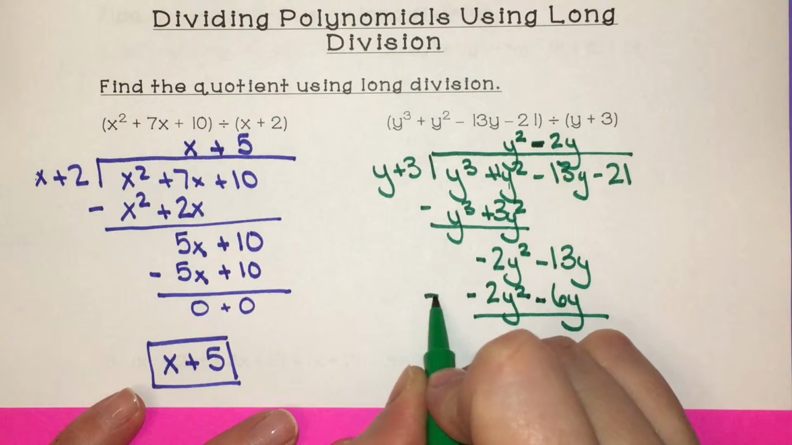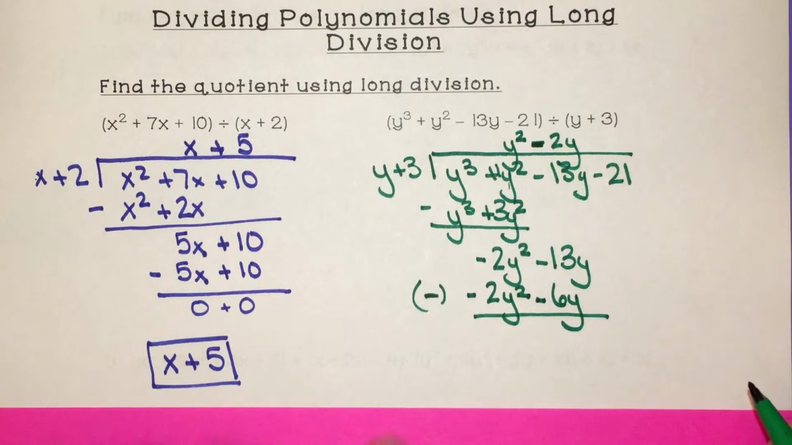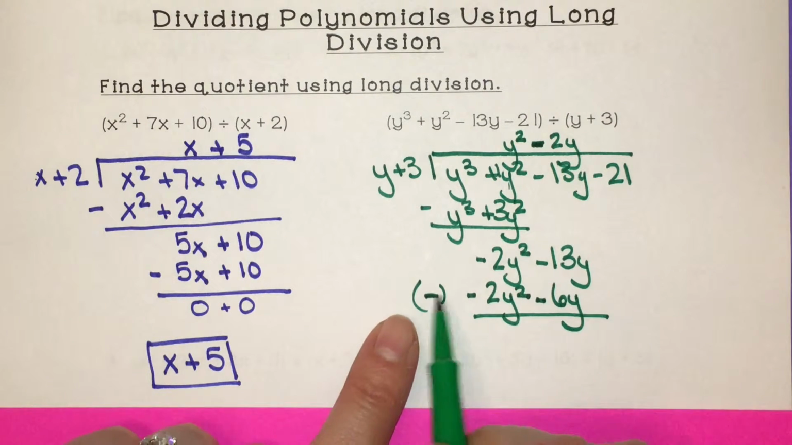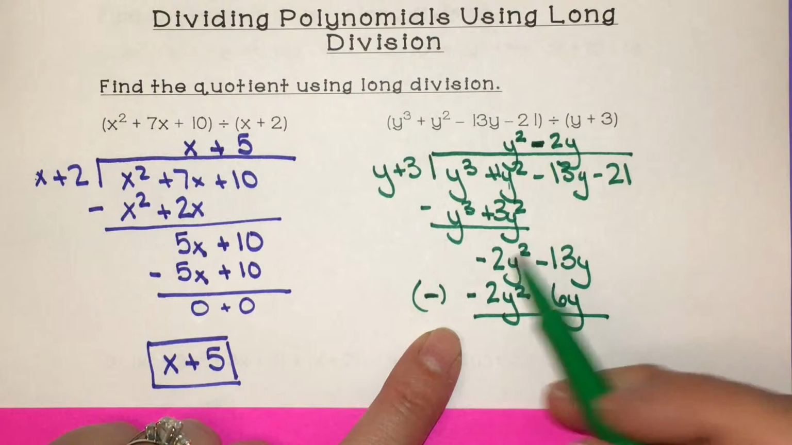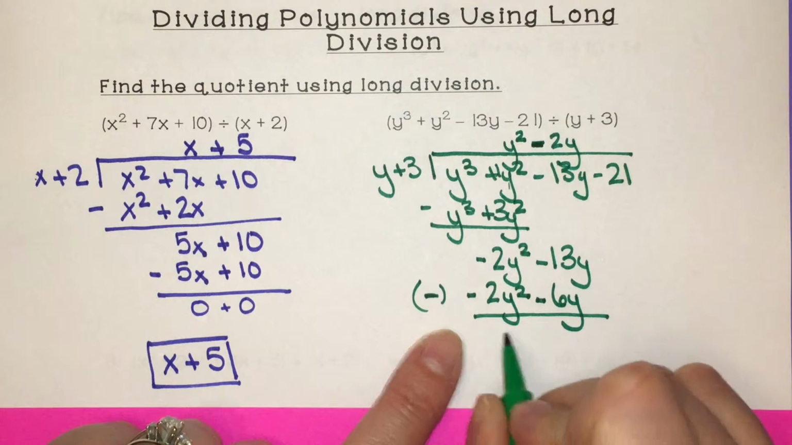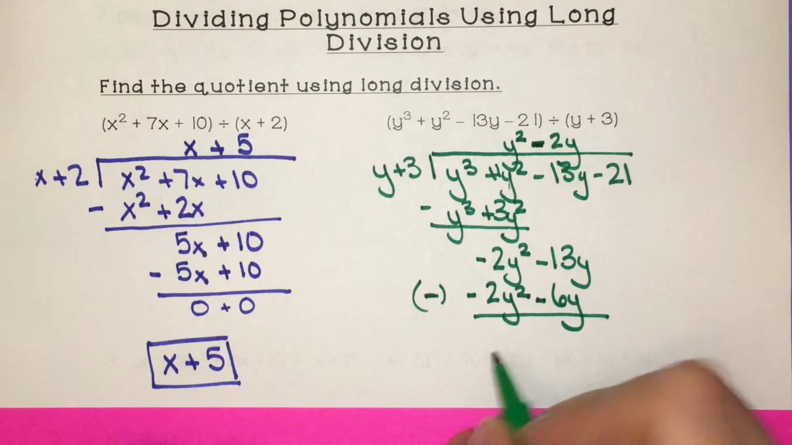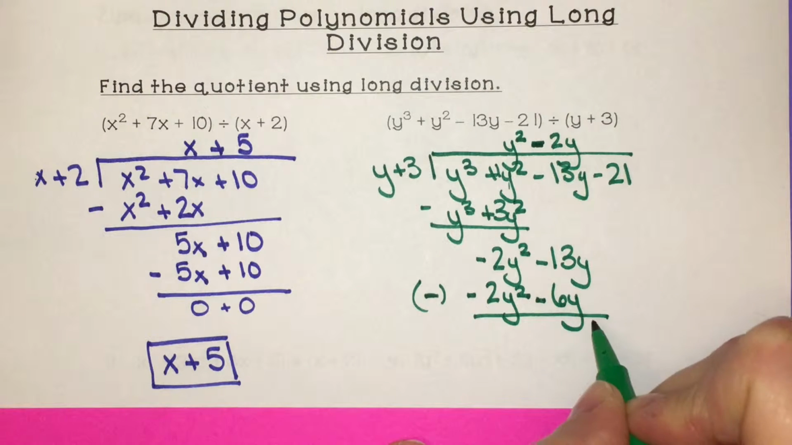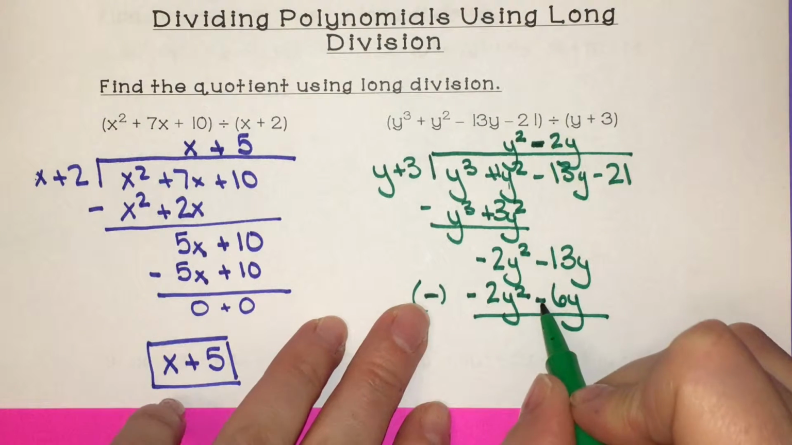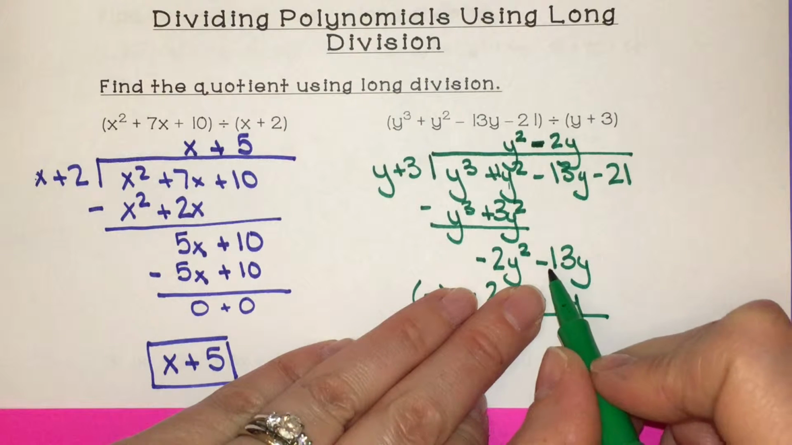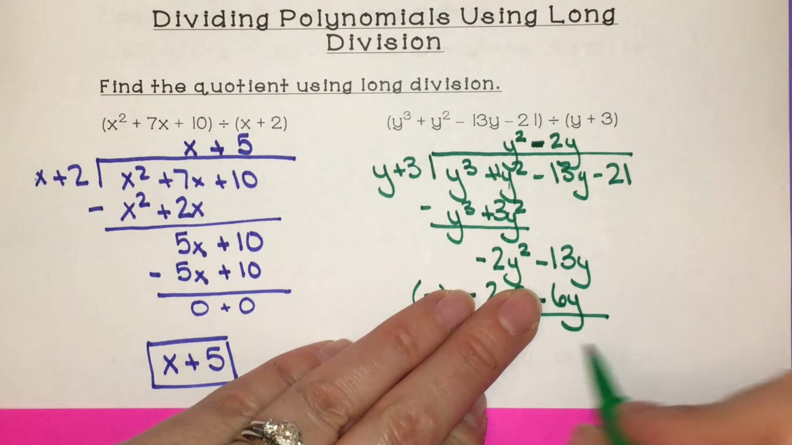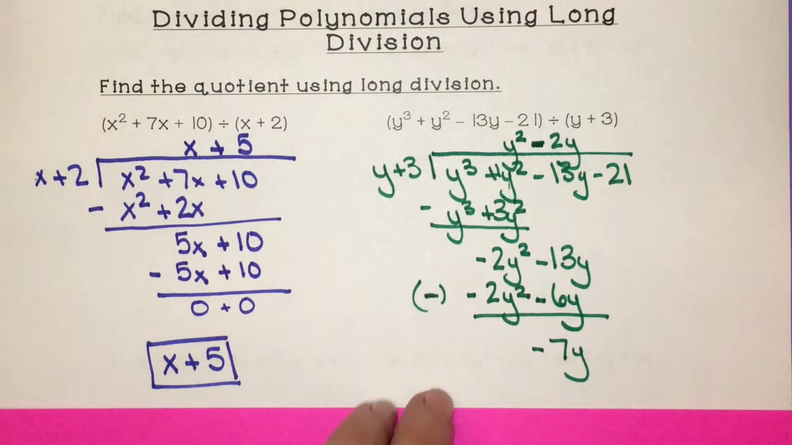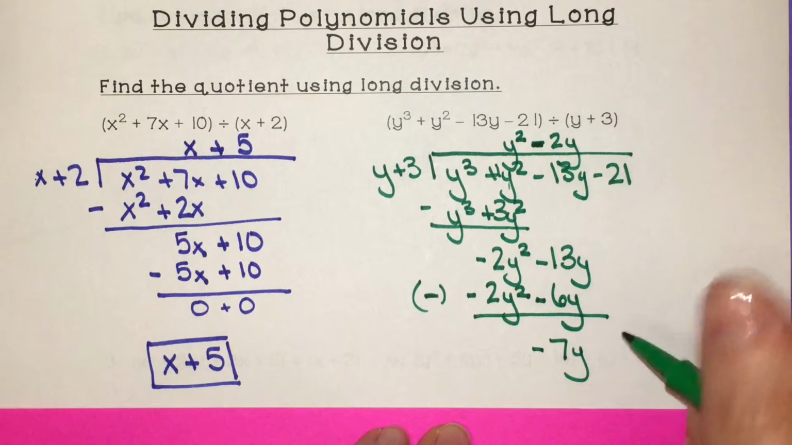Okay, and remember my operation is I'm going to subtract everything that's on the bottom. So negative 2y squared minus 2y squared. Well, minus a negative is plus a positive. So negative 2y squared plus 2y squared is 0. So that did cancel out. If you want to put a 0, you can. Negative 13y minus negative 6y. Again, minus a negative changes to plus a positive, so I actually have negative 13y plus 6y gives me negative 7y. Okay, I'm going to bring down that minus 21.